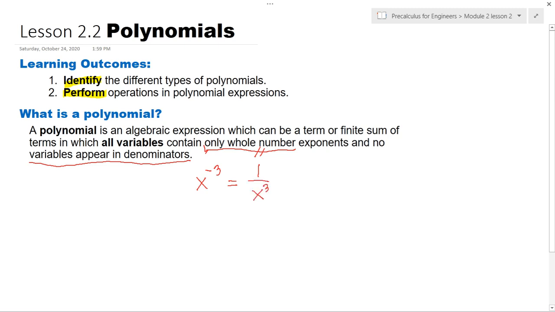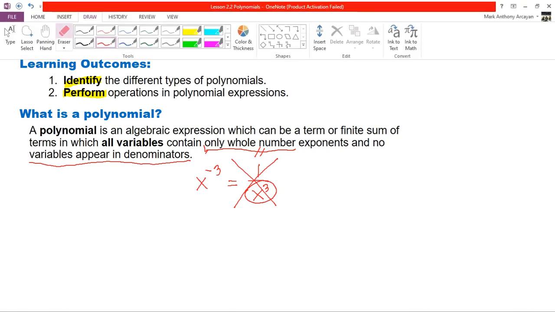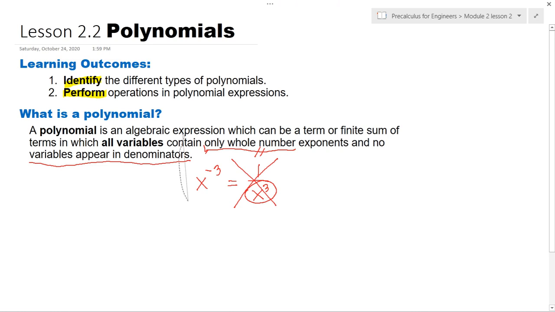So it says here that a polynomial has no variable appearing in the denominator. Here, there is an x raised to the power of 3 in the denominator. Therefore, this one right here is not a polynomial. This is a rational expression. Please take note of this because they are easy to confuse.